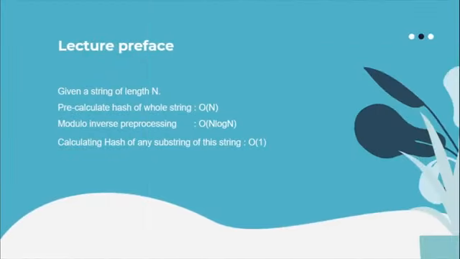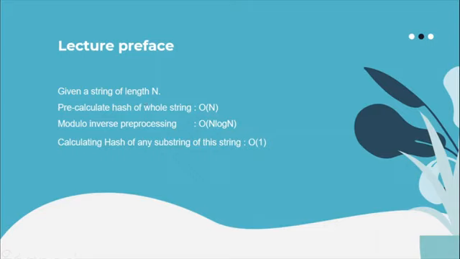First, what is the overall idea of this algorithm? Suppose you are given a string of length n. We will be pre-calculating the hash value of the string, which requires big O of n time, and we will also be pre-processing, calculating and storing some modular inverses, which requires O of n log n time, and I'll show you how. After these two pre-processing steps, you can calculate the hash value of any substring of the given original string in big O of one time.